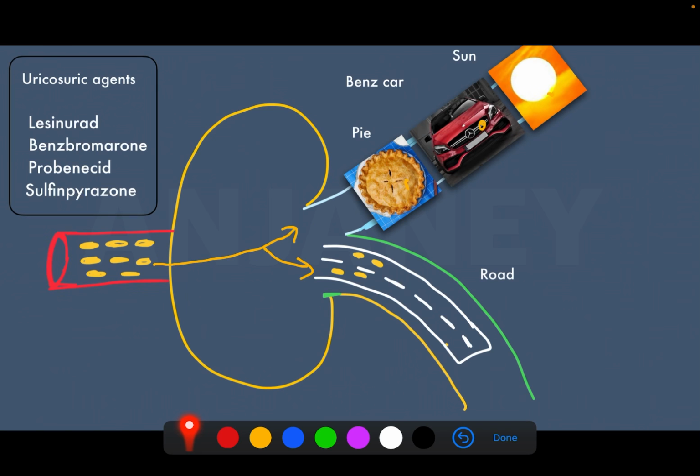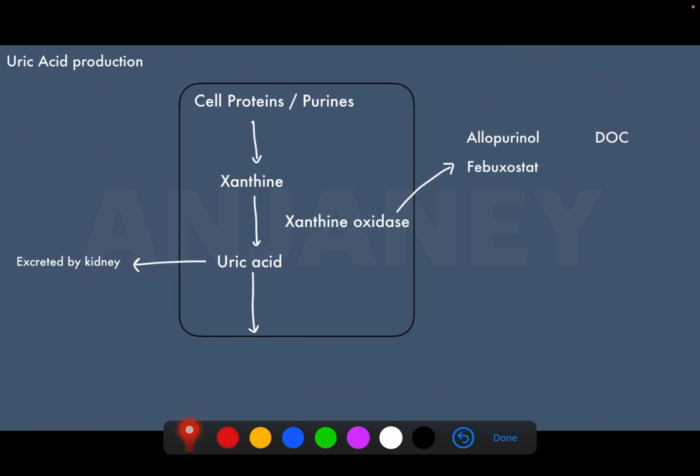Now this was about excreting the uric acid. Now we are decreasing the production of uric acid. How are we doing that? Let's see how uric acid is produced. Whenever there is a lot of cell breakdown or protein breakdown, we get xanthine from it, and this xanthine becomes uric acid with the help of xanthine oxidase.